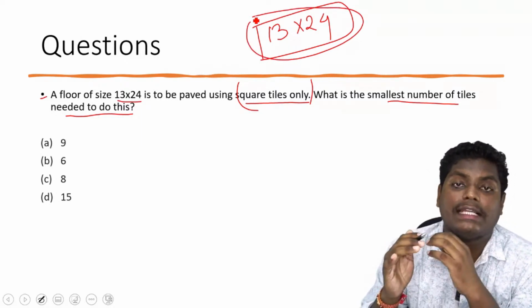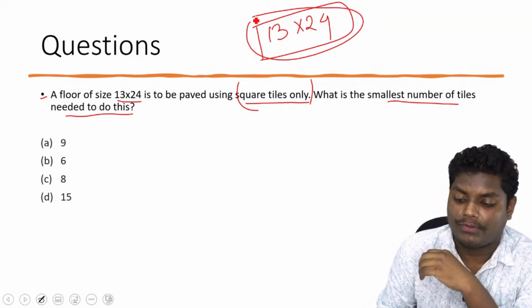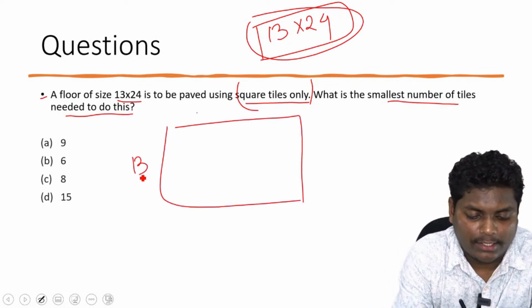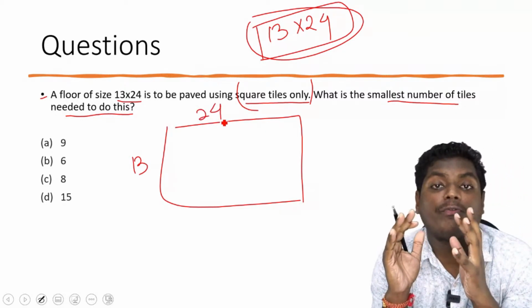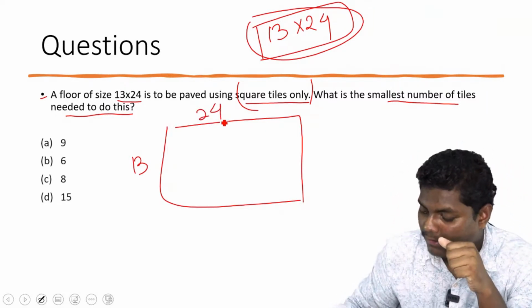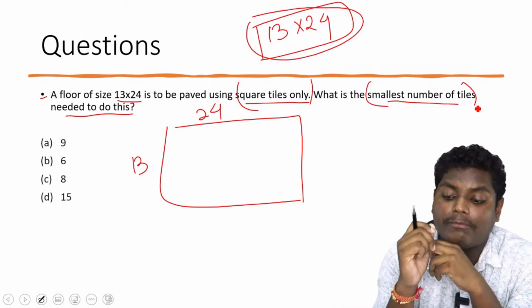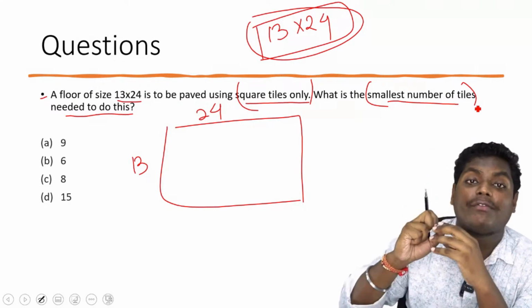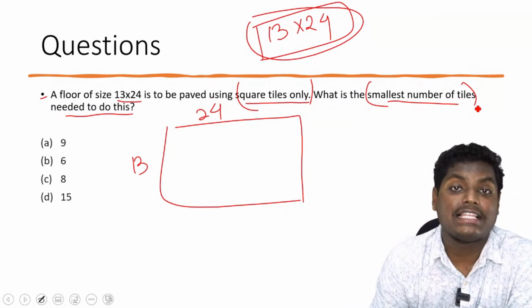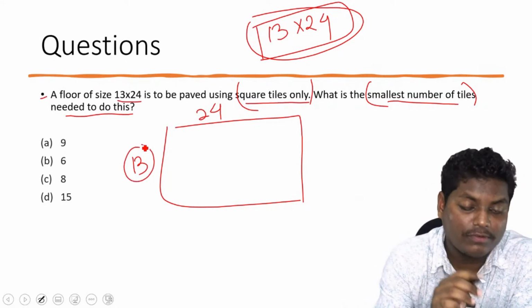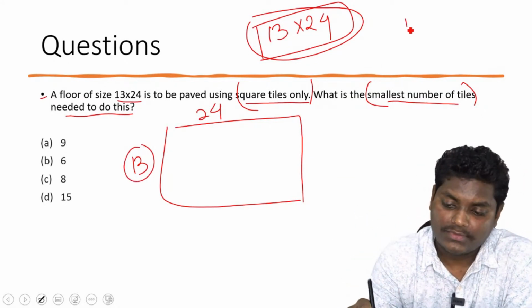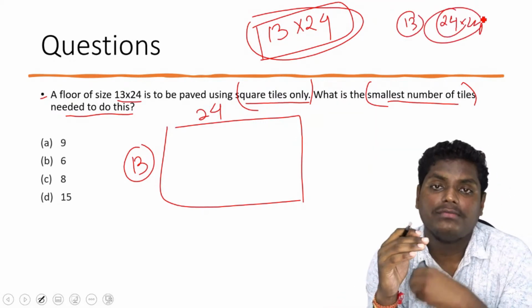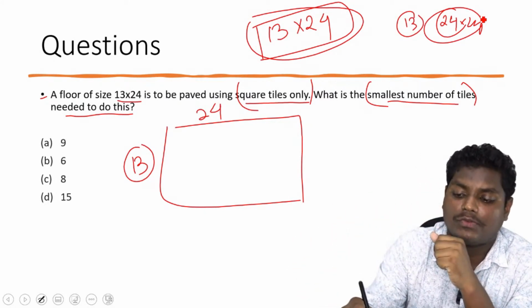So we want to lay the floor of this dimension 13 into 24. This is the floor that we want to fill up with the square tiles. Now they are saying we need to fill it with the smallest number of tiles. This is important, smallest. If we want the least number of tiles, we have to take the largest possible dimension of the tile. What is the largest dimension of tile we can take for the square? We can take 13. 24 into 24 will be more than what is given to us. So we can take 13.